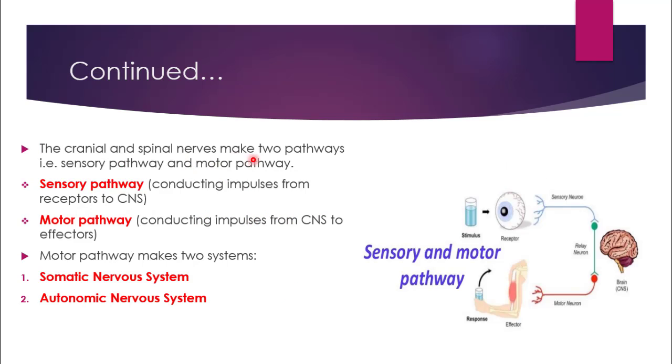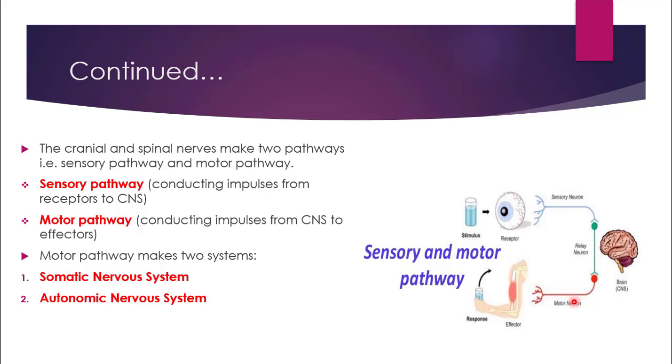So the cranial and spinal nerves both have two pathways in which they conduct the message, that is, the sensory pathway and the motor pathway. Now what is the sensory pathway? It conducts the impulses from the receptor to the central nervous system, while the motor pathway conducts the impulses from the central nervous system to effectors. In the sensory pathway, the receptors receive the message from stimuli, and with the help of sensory neurons they transfer it to the CNS or brain.